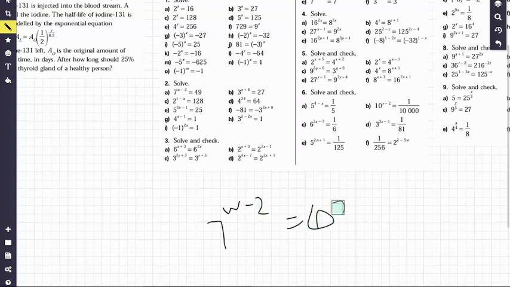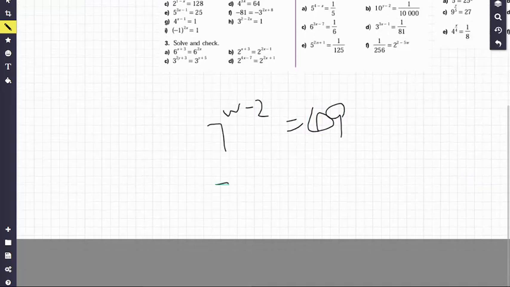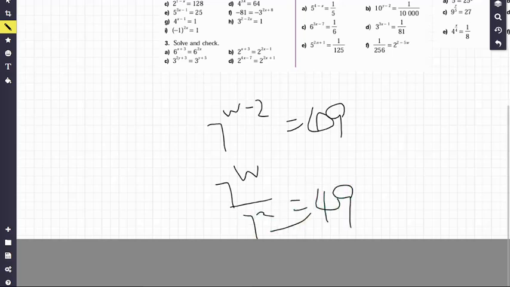is equal to 49. So basically for this, we can actually write 7 to the w over 7 squared is equal to 49, and then we multiply this out, which is 49 times 49, and we can solve that to become 7 to the w power is equal to 2401.